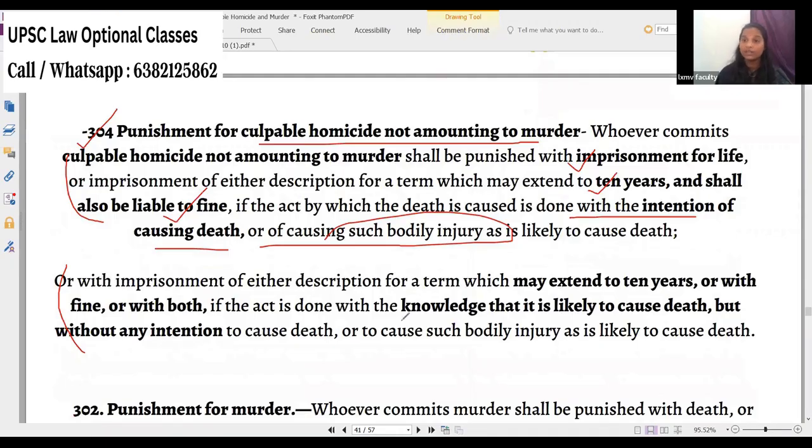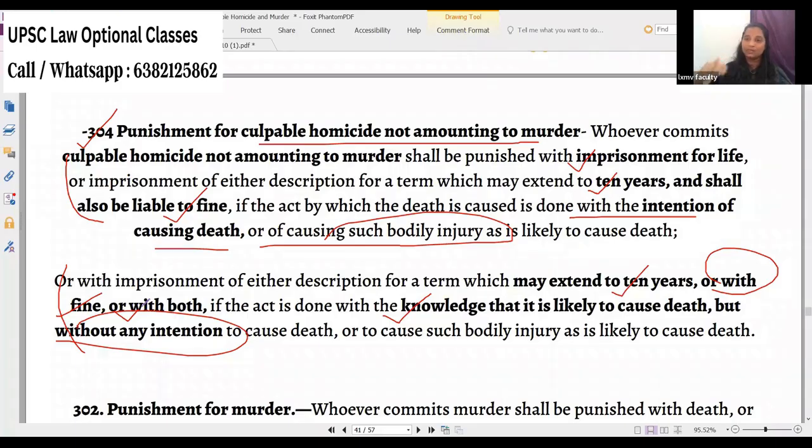Then you have part 2 of 304, which deals with culpable homicide not amounting to murder, where you don't have an intention to cause death, but only have knowledge that your action is likely to result in death. Then you can be given 10 years of imprisonment, or a fine, or both. So if you kill a person without an intention, but just with the knowledge that you are going to cause death, even a fine can be imposed on you. You see the difference in what is given.